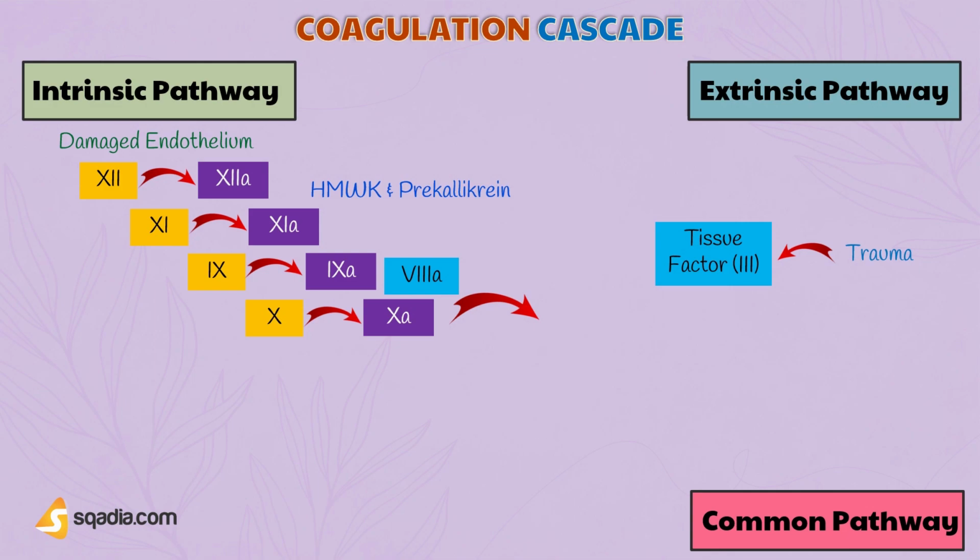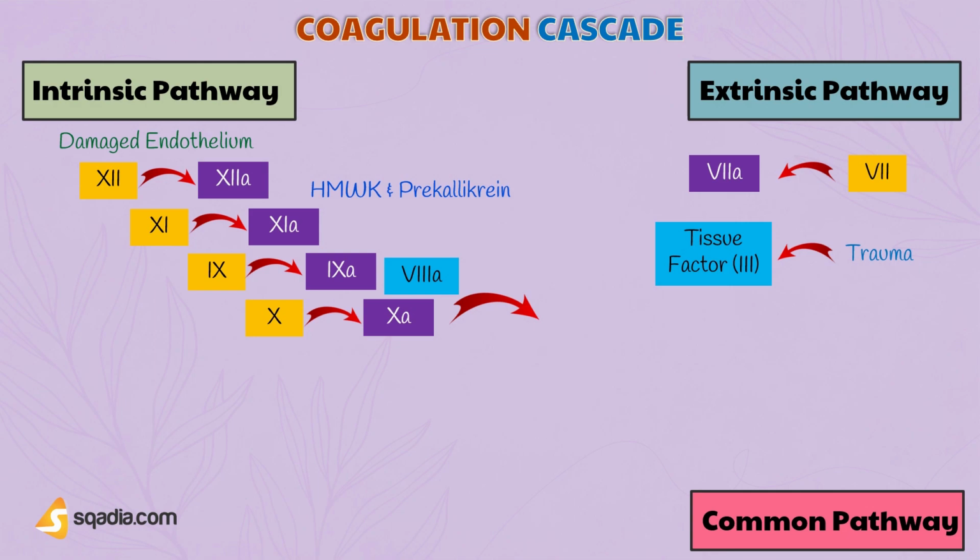Interaction of tissue factor with clotting factor 7. Tissue factor interacts with clotting factor 7 in the presence of calcium ions. This interaction leads to the activation of factor 7 to its activated form, known as activated factor 7, or 7a.